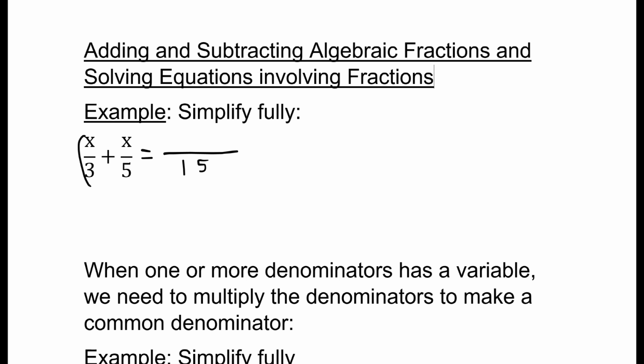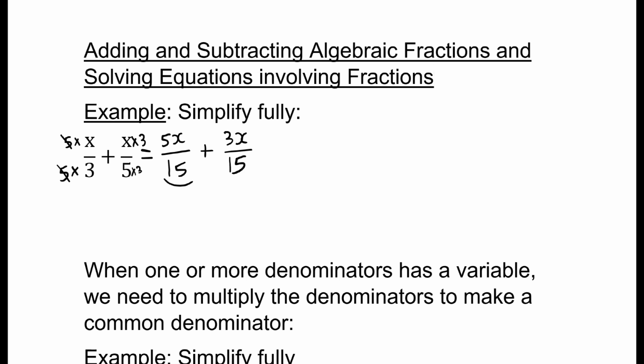X over 3, in order to make the 3 into 15, we've multiplied the bottom by 5, so we also need to times the top by 5 in order to keep the fraction balanced, because the 5s would cancel out. So we have 5x over 15, and then we've multiplied 5 by 3 in order to arrive at 15, so we need to times the top of the second fraction by 3. So we have 5x over 15 plus 3x over 15.